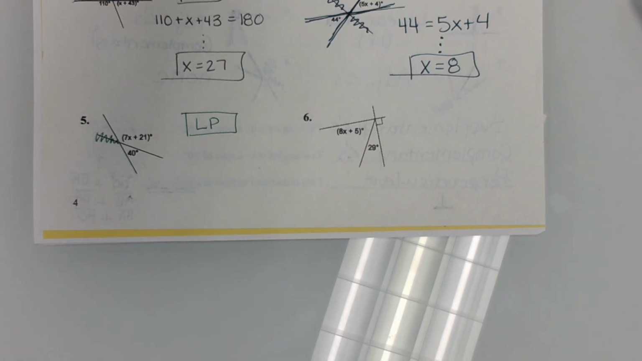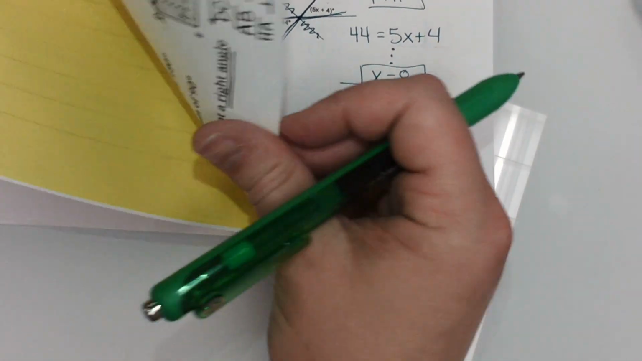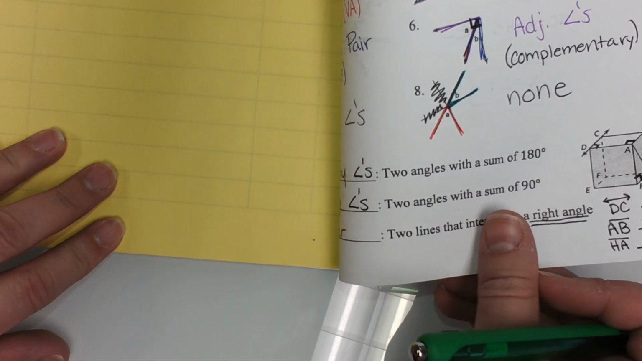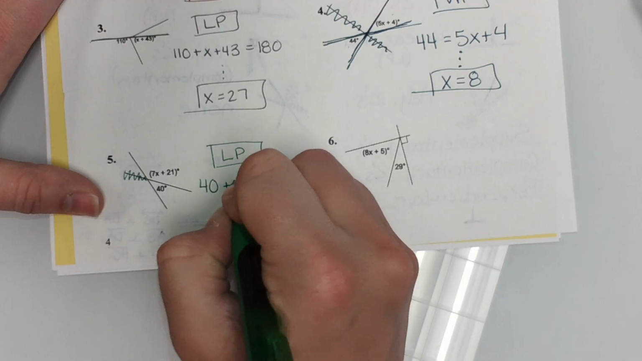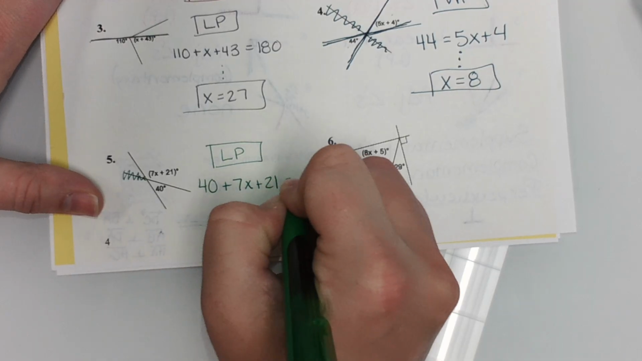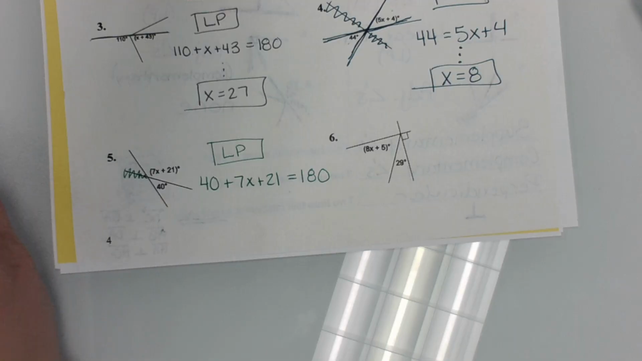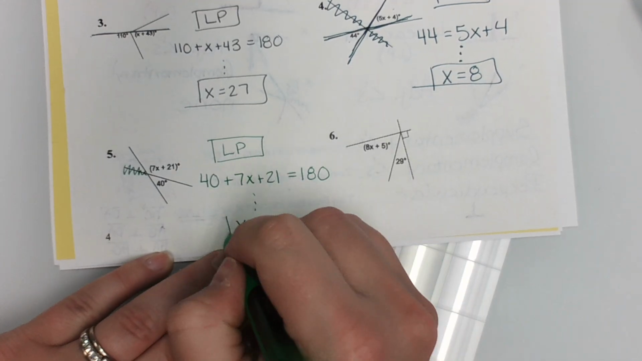Mari, what does supplementary mean again? Maybe I forgot. It's on the previous page. They add up to 180. So 40 plus the 7x plus 21 equals 180. X would be 17.